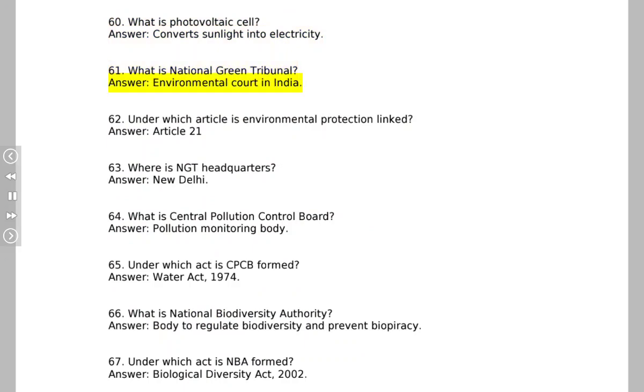61. What is National Green Tribunal? Answer. Environmental Court in India. 62. Under which article is environmental protection linked? Answer. Article 21. 63. Where is NGT headquarters? Answer. New Delhi. 64. What is Central Pollution Control Board? Answer. Pollution monitoring body.